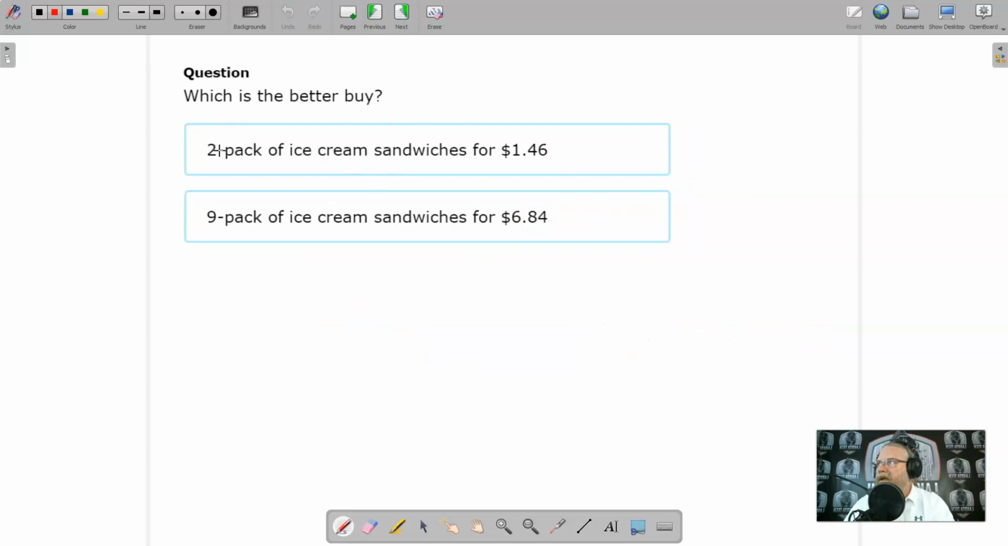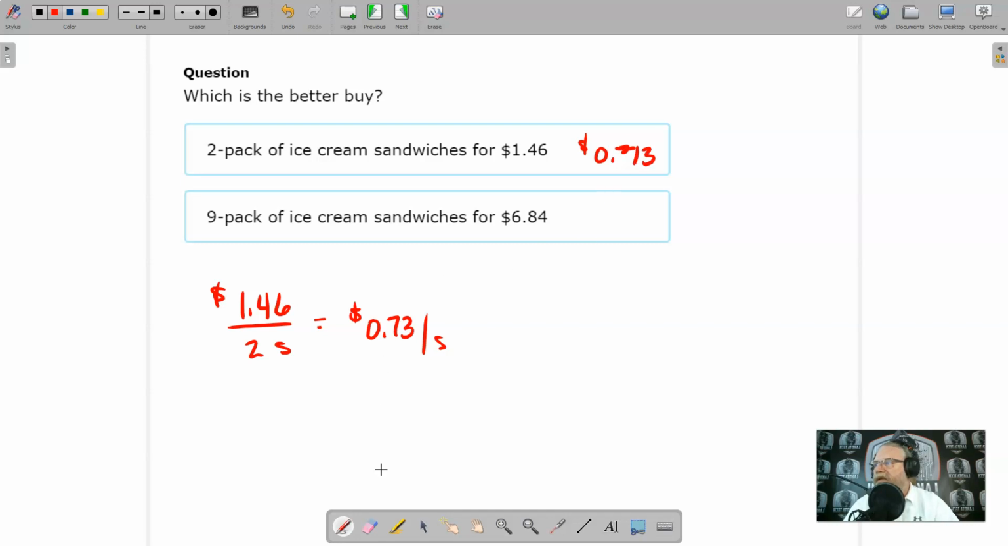Next question, 2-pack of ice cream sandwiches for $1.46 or a 9-pack of ice cream sandwiches for $6.84. So let's go ahead and take that $1.46, and that is for a 2-pack, or well, let's put S for sandwiches, and then divide $1.46 by 2, and that would be 73 cents per sandwich. So each one over here is costing 73 cents.